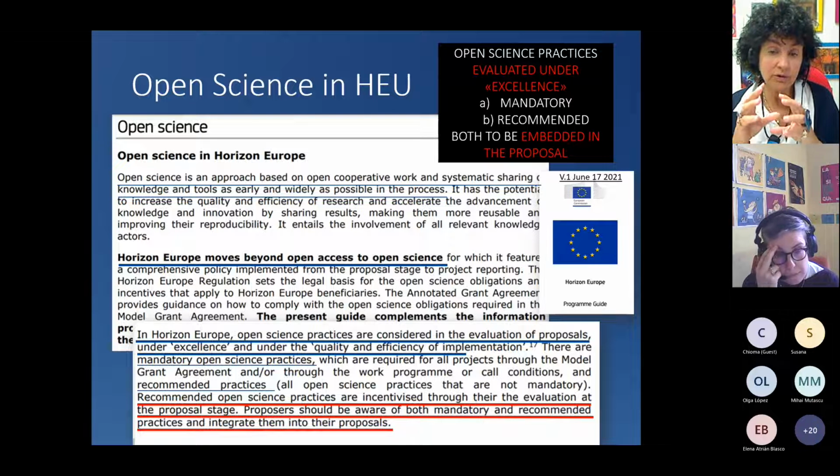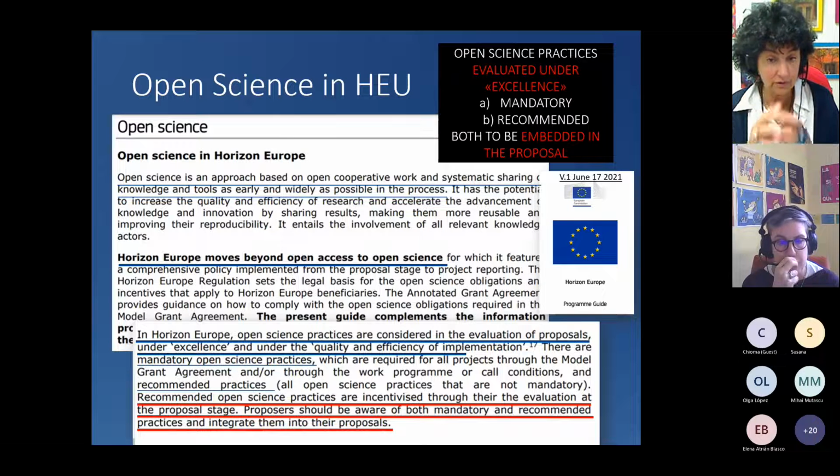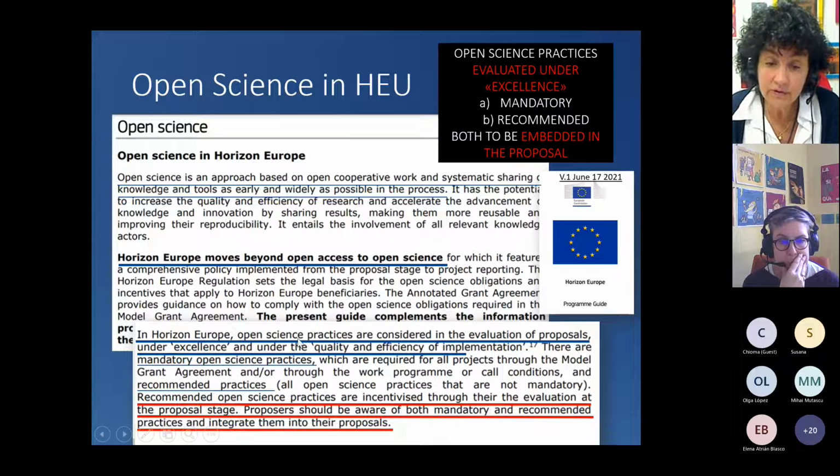In Horizon 2020, we were still focused on open access in a very bad way, by the way, because it was hybrid open access. It was really the contrary of open access. Anyway, Horizon Europe moves beyond open access to open science. And in Horizon Europe, open science practices are considered in the evaluation of proposals under excellence and under the quality and efficiency of implementation, okay?